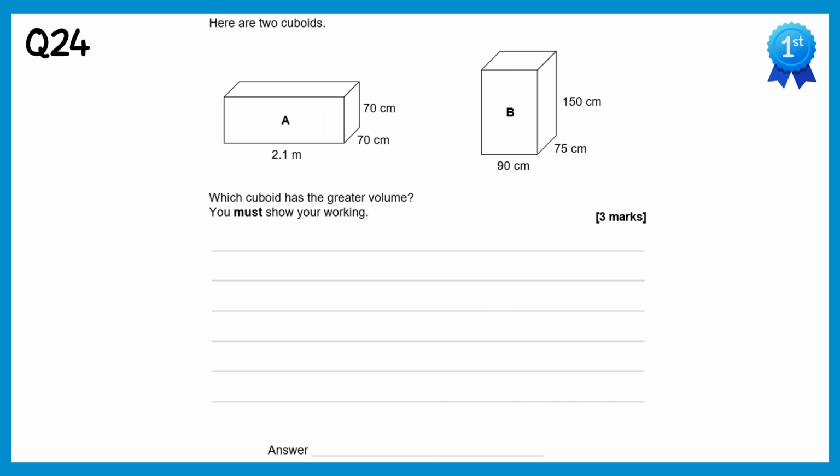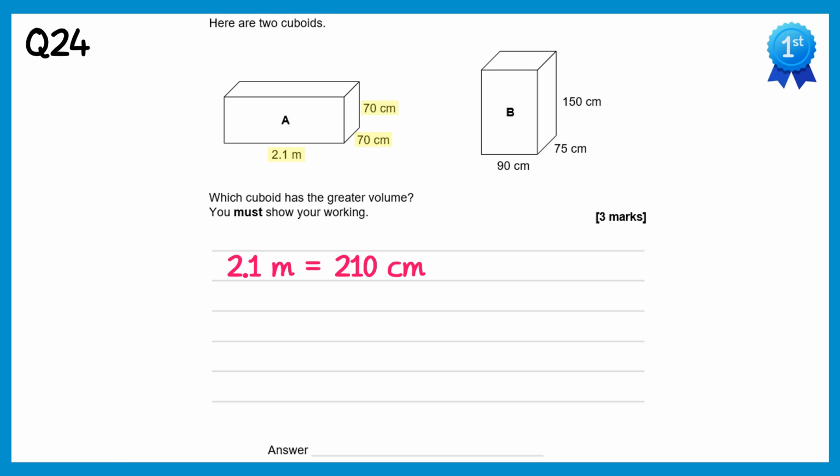For this question, I need to work out which cuboid has the greater volume. Looking at cuboid A, I notice the units are mixed. I have 2.1 meters, but then the other two are 70 centimeters, so I need to convert them so they're the same. Let's go for centimeters. So 2.1 meters is the same as 210 centimeters. You can just multiply by 100 since there are 100 centimeters in a meter.